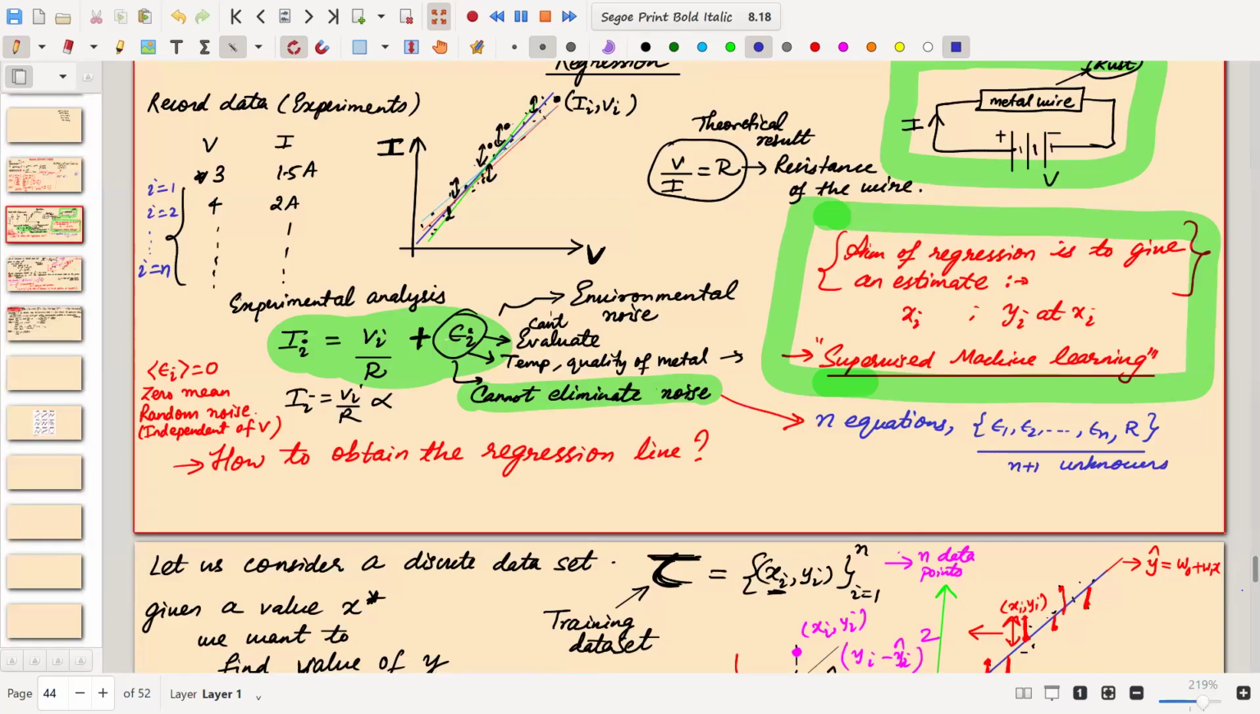Now tell me, there are n equations and n plus 1 unknowns. So my question to you is, what can we do with that? I mean, can there be a unique solution? There are n equations and n plus 1 unknowns. Can there be a unique solution? Think from a common sense perspective.